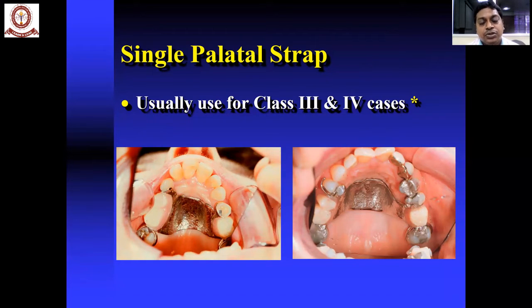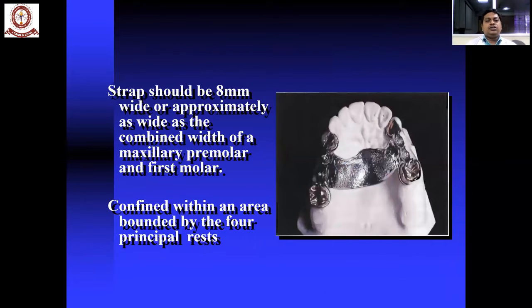So the single palatal strap is usually used for class 3 and class 4 cases. This strap should be around 8 millimeter wide, so it is going to take all the forces. It should be approximately as wide as the combined width of the maxillary premolar and first molar. It's confined within an area bounded by four principal rests.